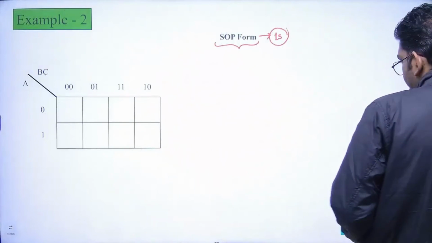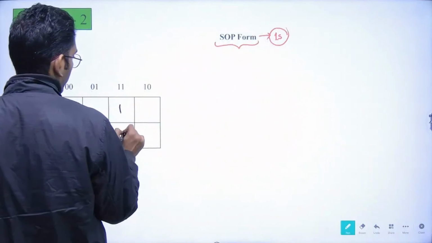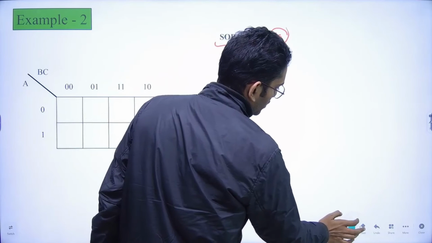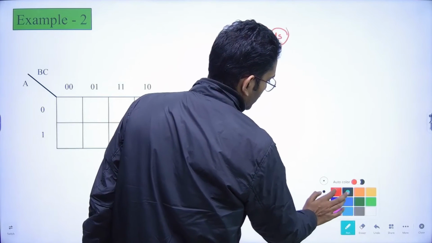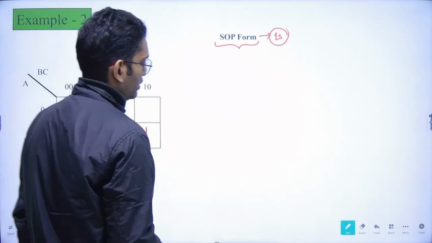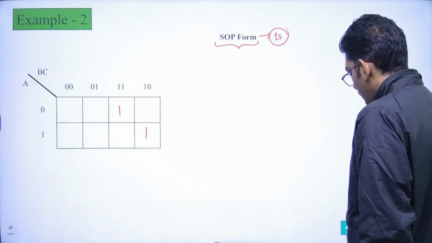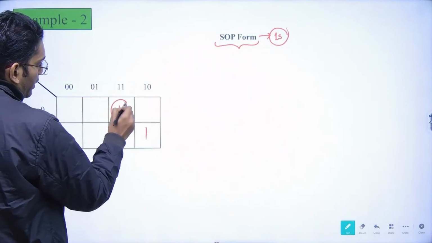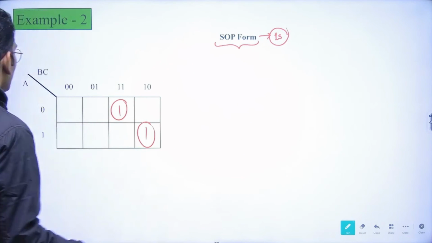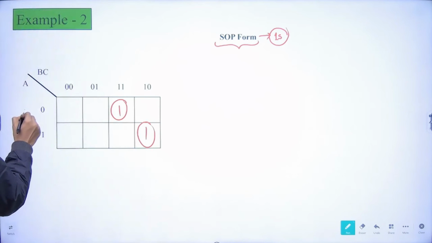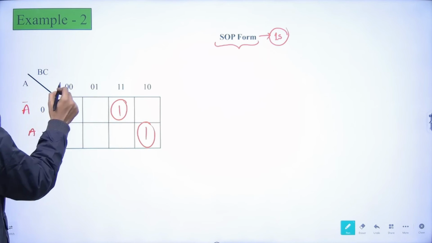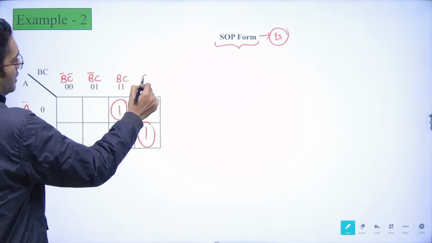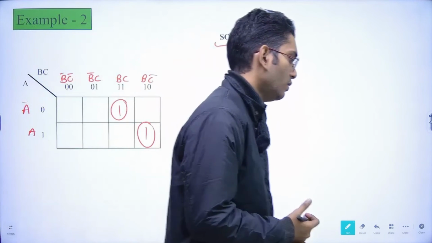So this was one here, and one was here and one was here. Now if we can't do the pairing, then what can we do? We can't do anything in this case, so one would remain here, and this one would remain here. Now coming to this part, this is the SOP format, so it would be A bar, A, B bar, C bar, B bar, C, B and C. So this would be like this.